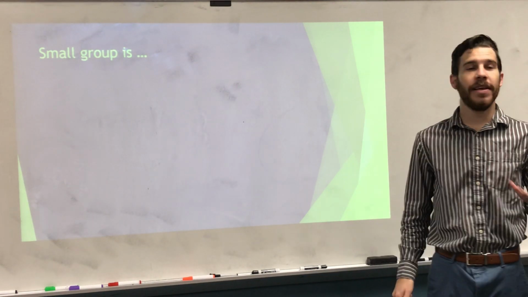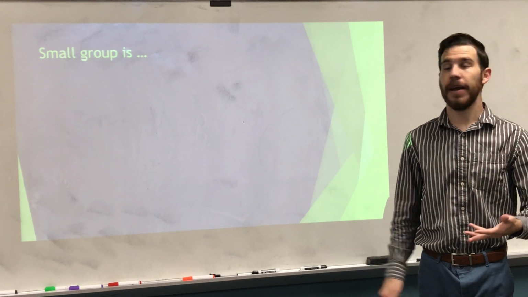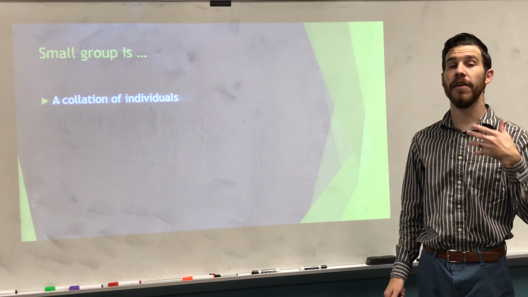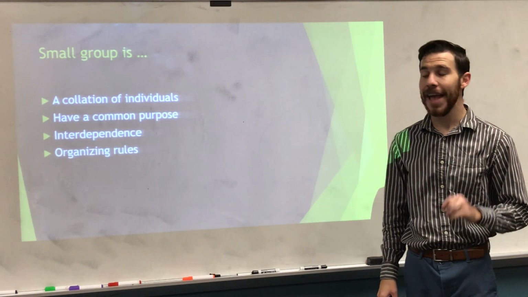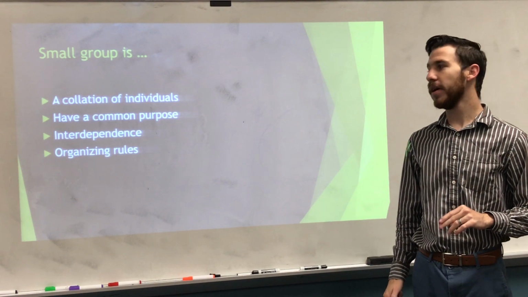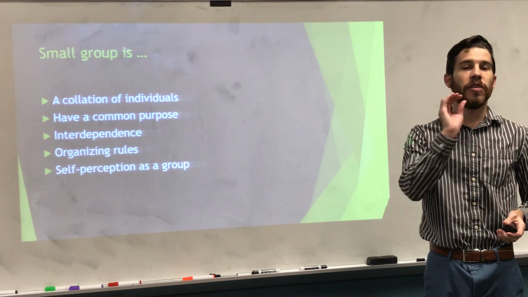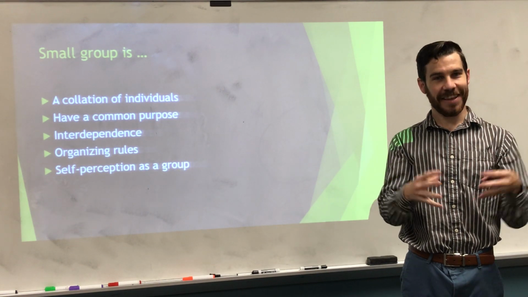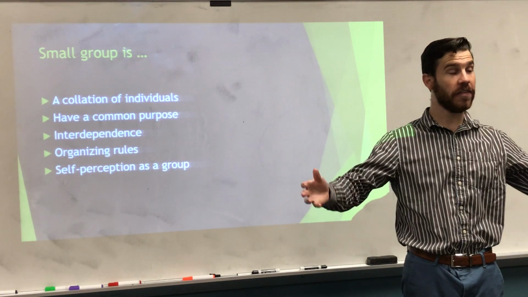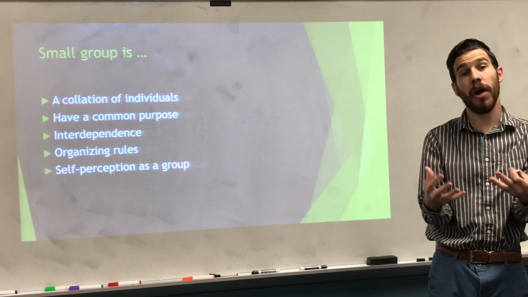So with this, what is a small group? First we want to define it. A small group is a collective of individuals that have a common purpose and that are interdependent with organized rules. Okay? So what it means is that there's a bunch of people that get together, and they could be a bunch of different people coming together, but they have a common goal.